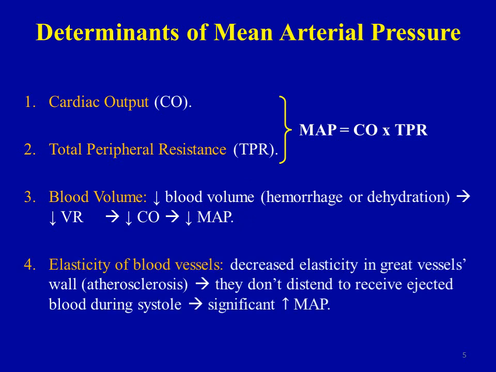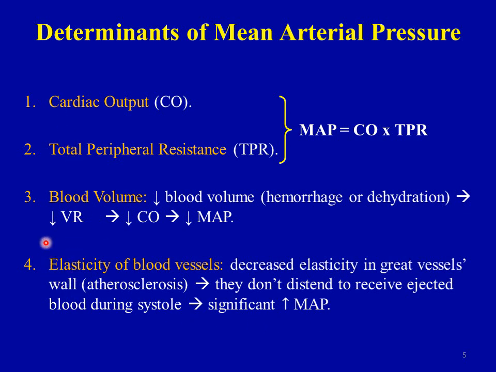A fourth factor is the elasticity of the blood vessels, because we know very well, especially for the large arteries, they are the elastic reservoirs or the pressure reservoirs in the body, because they have an abundant amount of elastin fibers in their wall. So a decrease in the elasticity of great vessels, such as what happens during atherosclerosis, means the vessels won't distend to receive the ejected blood during systole, and this will significantly increase the mean arterial pressure. As you can see here, we have 4 factors.